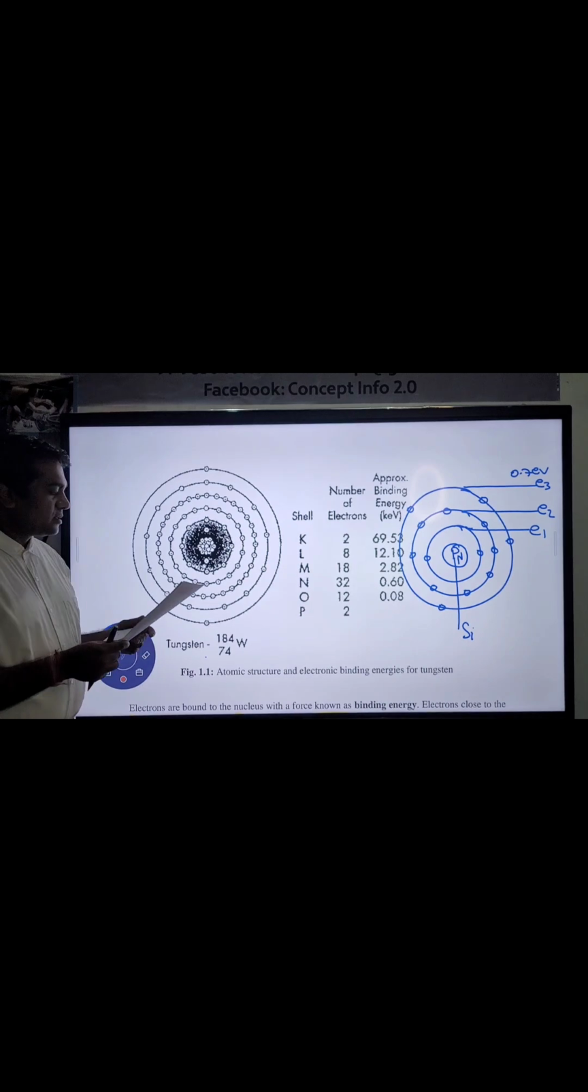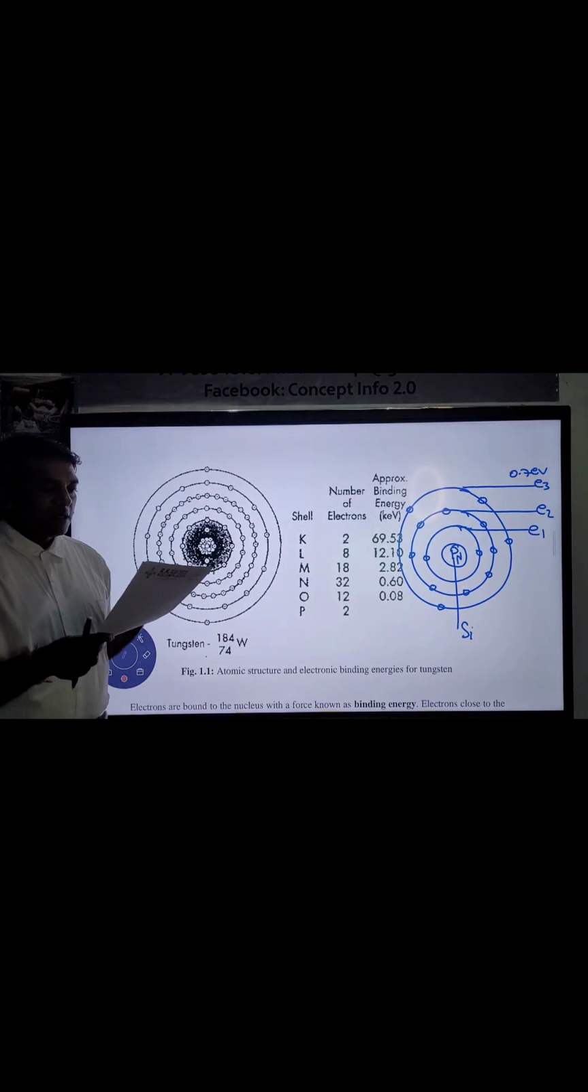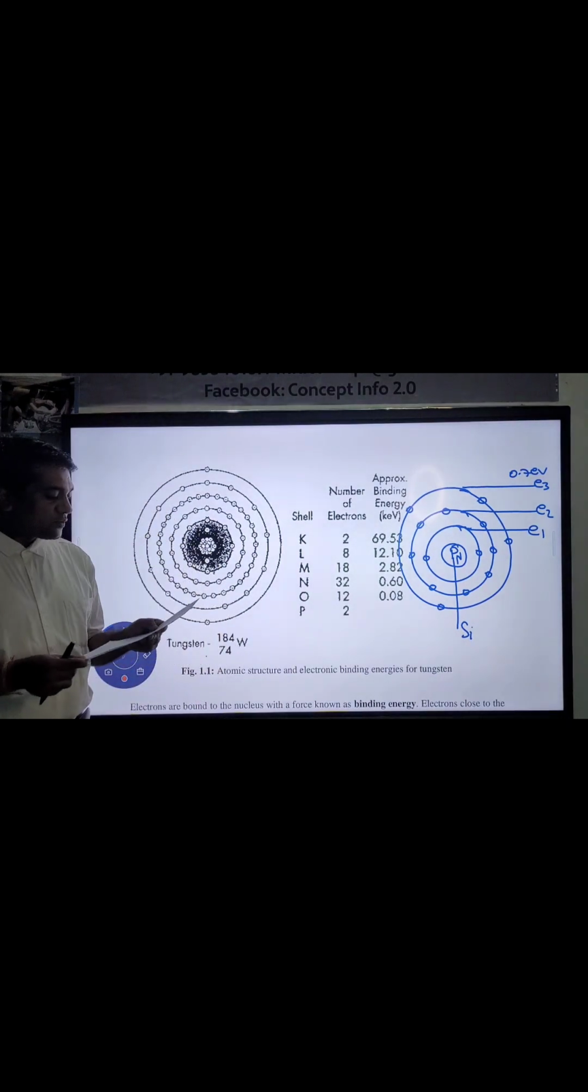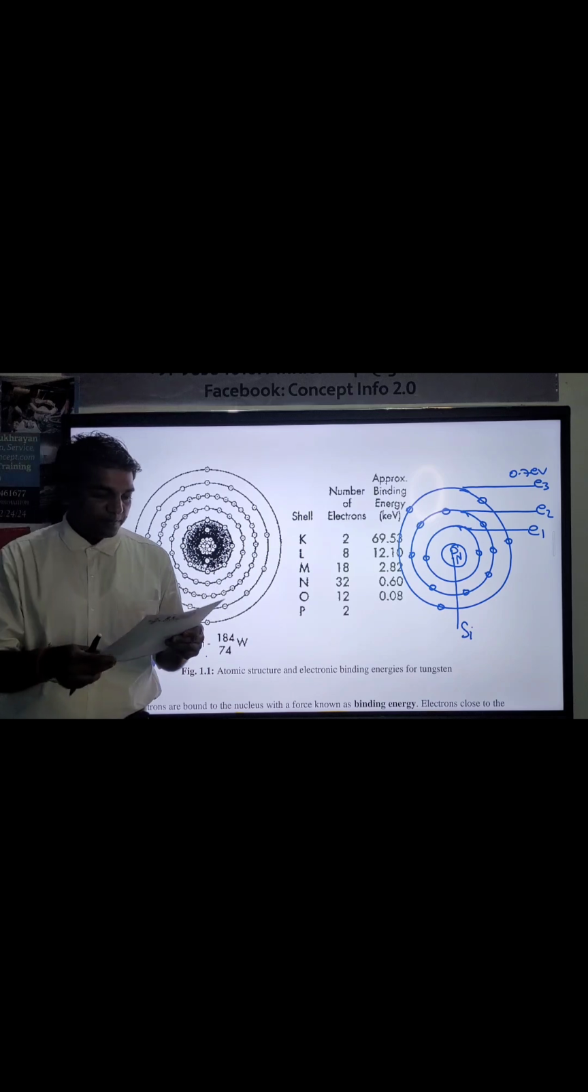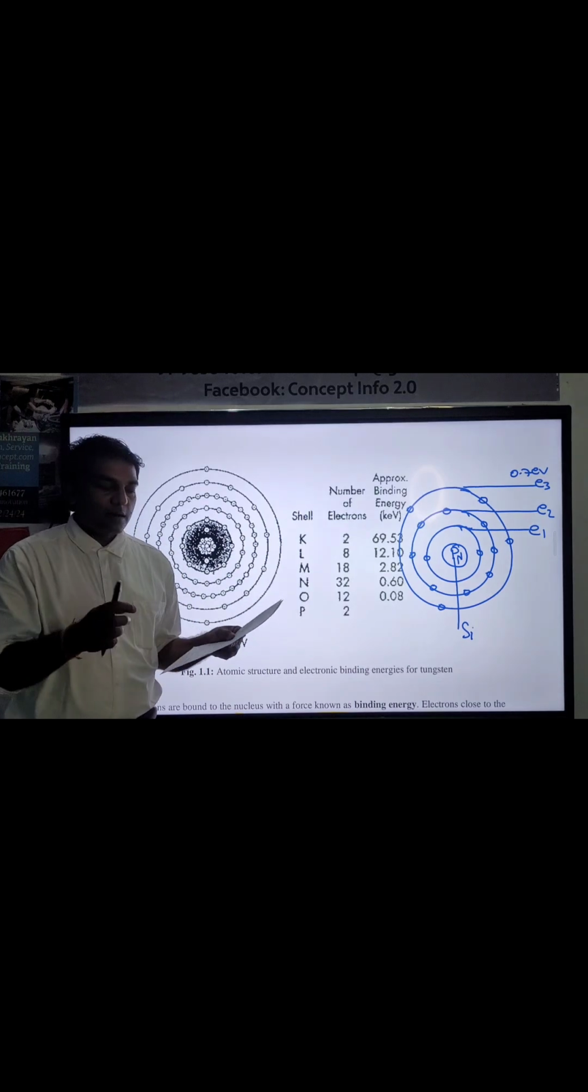K shell में electrons positive nucleus से अधिक force से attracted हैं. If we want to release electrons from K shell, we need more energy. But for L, M, it requires little.